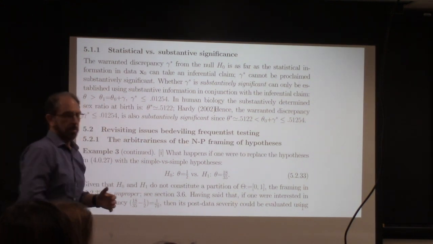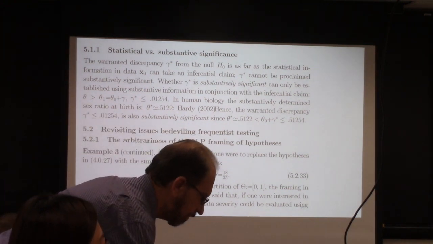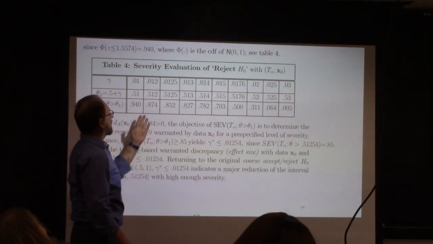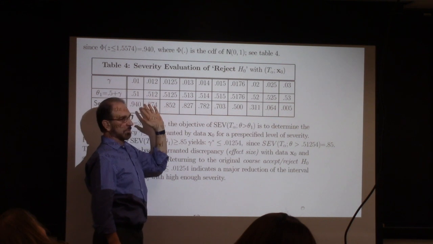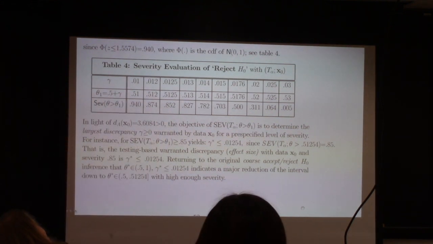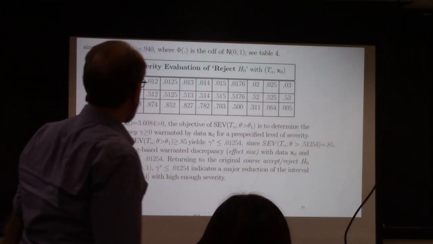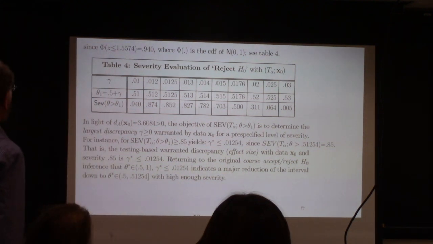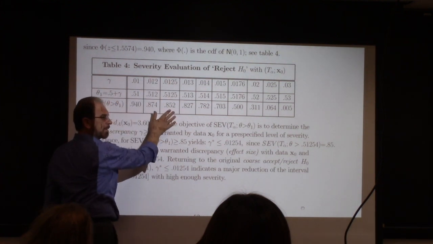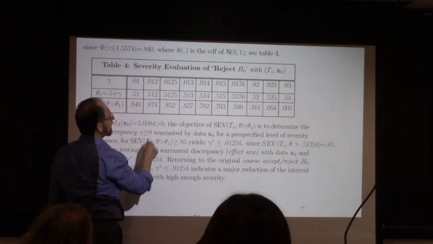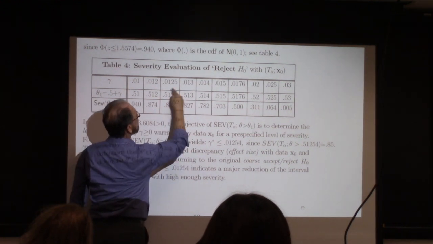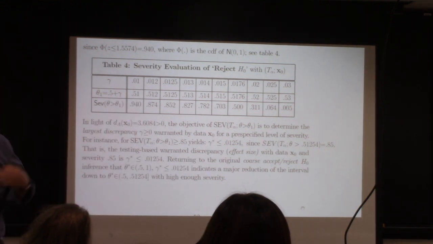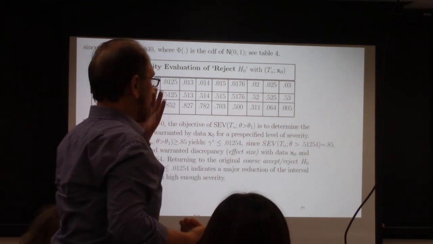Can we go back to the table and see where that is? Yeah, 0.5122. Here is the 0.51. I'm just going slightly bigger than that, but that's all. That's the threshold there. So your severity should be higher than 0.85. If I determine 0.85 for a decision, I would say it cannot be bigger than this discrepancy. There's an upper bound there, and that's why I look at whether that upper bound includes the substantively significant value.